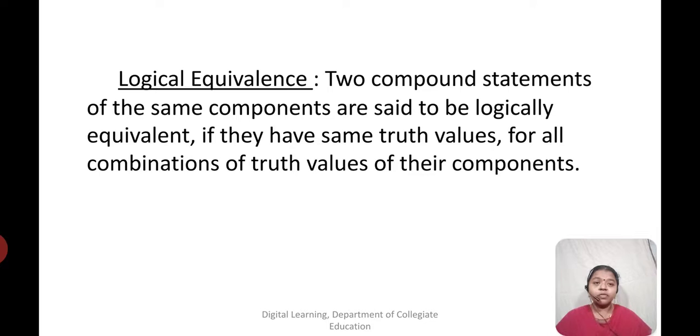So what we have to do is solve the LHS part separately, solve the RHS part separately, and check if all the entries in the LHS values and all the entries in the RHS values are equal or the same. When both are the same, then we say that they are logically equivalent.